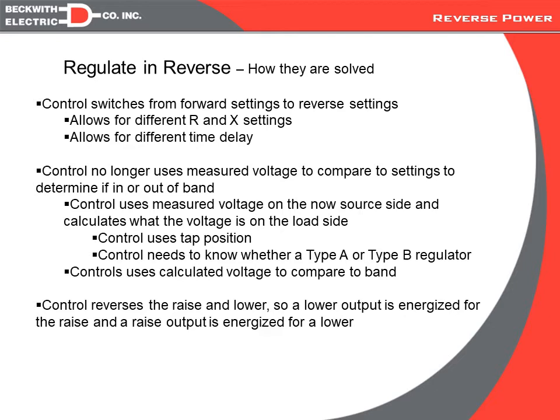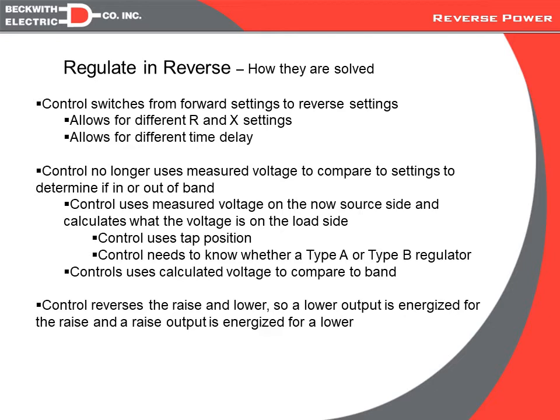Secondly, we need to get the voltage measured on the load side. Our PT is now on the source side. We have no PT on the load side. But again, if we know the tap position on one side and we know the voltage there, we can from that calculate what the voltage should be on the other side of the regulator and use that to compare to the band.